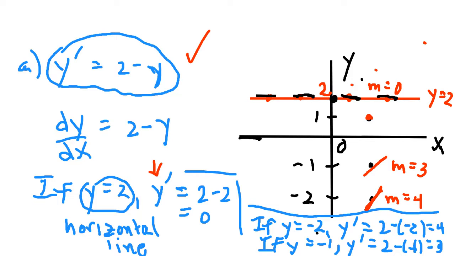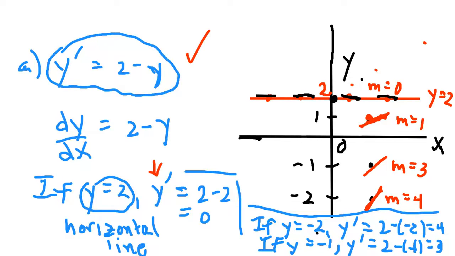When y equals 1, what's y prime? 1. That's right. So there, the slope gets even less steep. You see what I'm doing here?